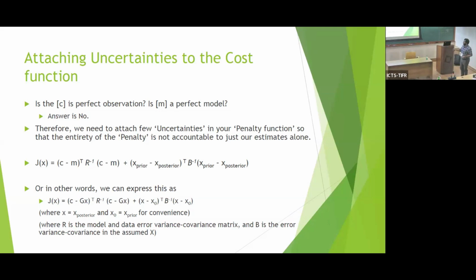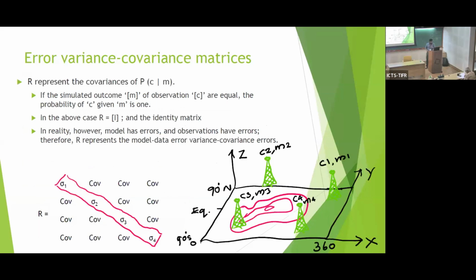So this is our final cost function we need to talk about. Probably this is reiterating the theory from various perspectives, so we may get a correct concept. That's what I'm trying to put in perspective here. Okay. Now let's look into how the error variance covariance looks in our real size problem.